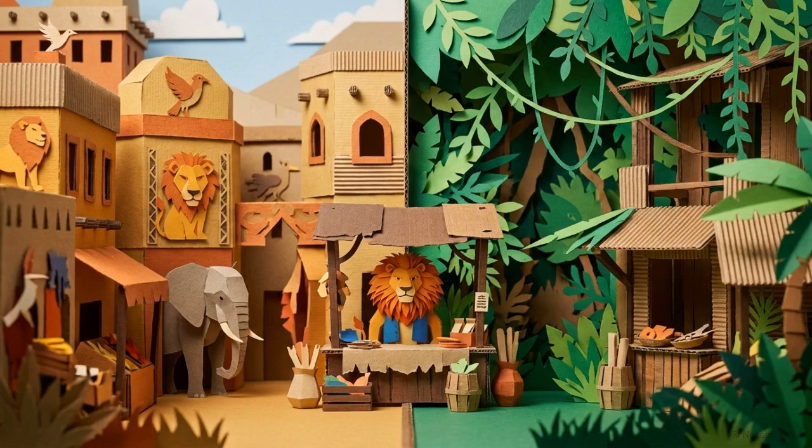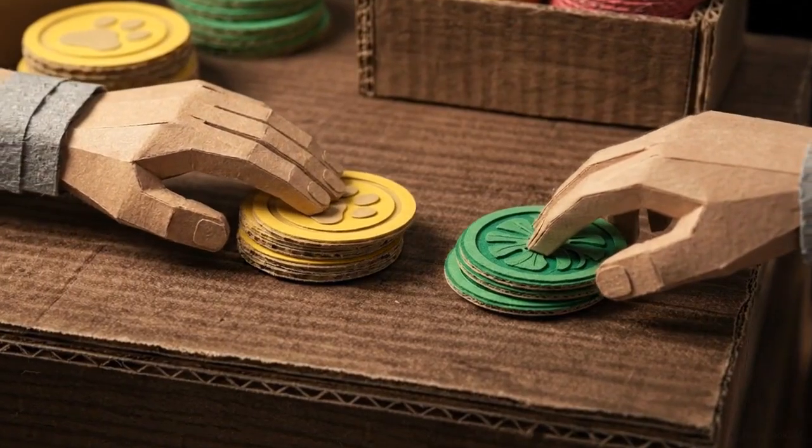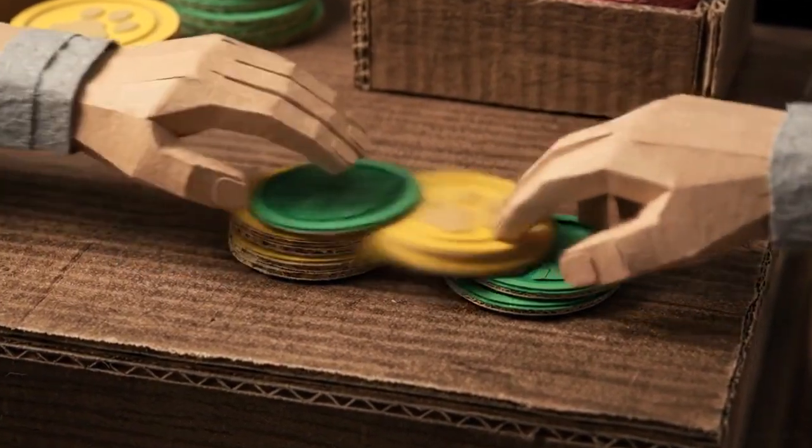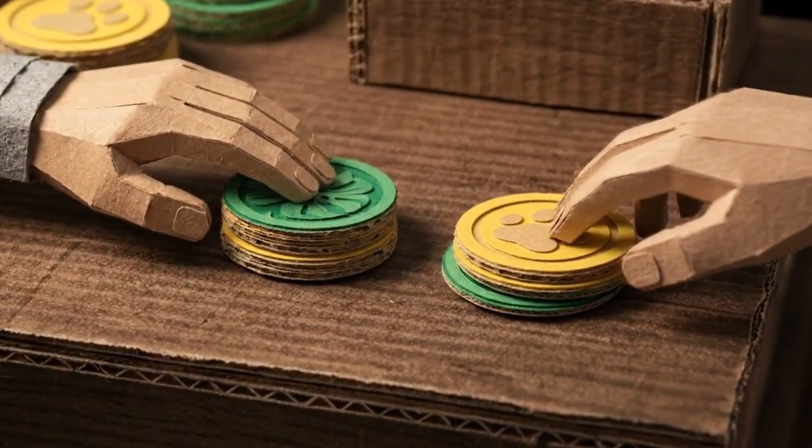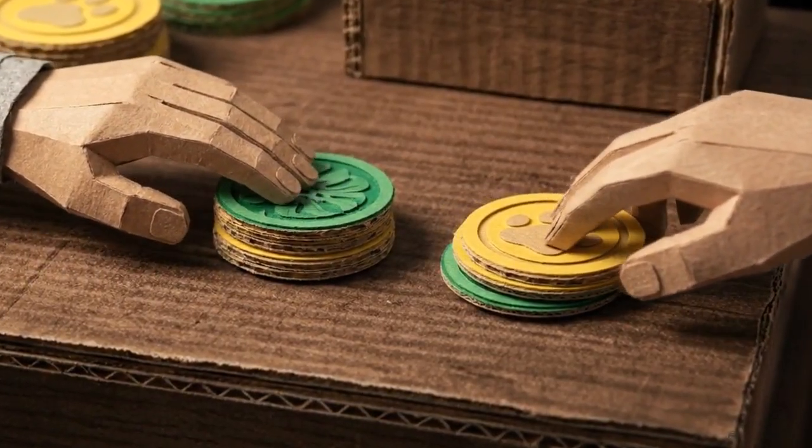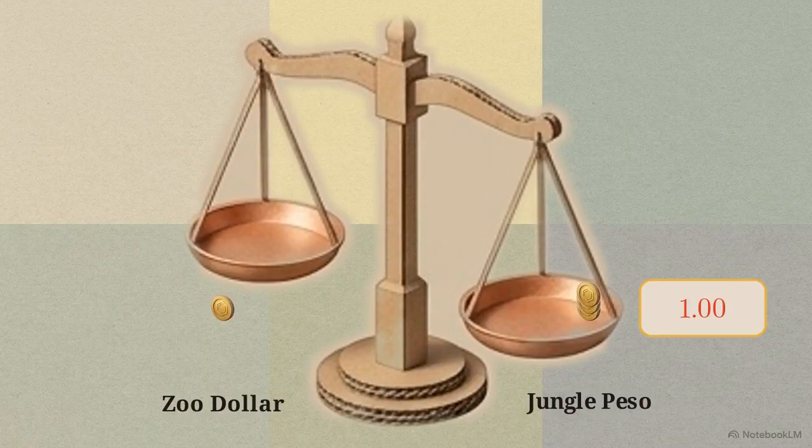Imagine you live in a place we'll call Zoo Town. You want to buy some goods imported from neighboring Jungle City, but the merchant won't accept your local zoo dollars. To make the purchase, you first have to trade them in for jungle pesos. This is a foreign exchange rate, the price of one currency measured in terms of another.